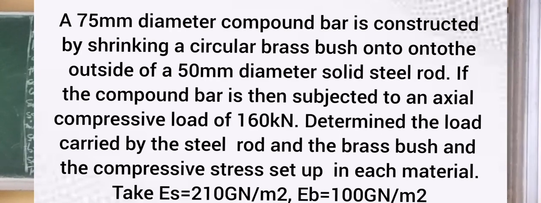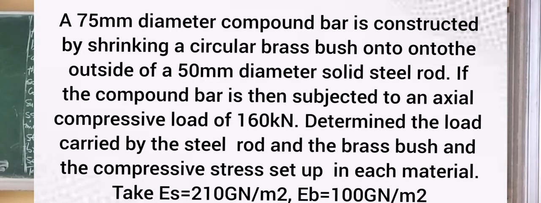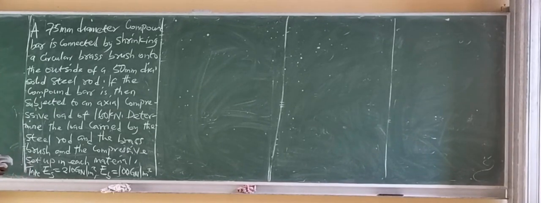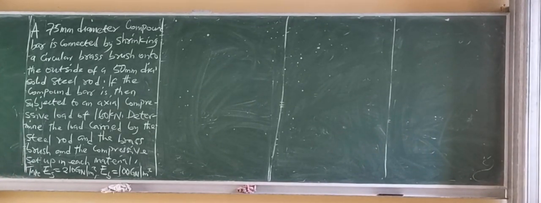Take Young's modulus of steel as 210 giganewtons per meter squared and Young's modulus of brass as 100 giganewtons per meter squared. Okay, so the first thing is to understand what the question is saying. It says a 75 millimeter compound bar is connected by shrinking a circular brass bush onto the outside of a 50 millimeter diameter solid steel rod.